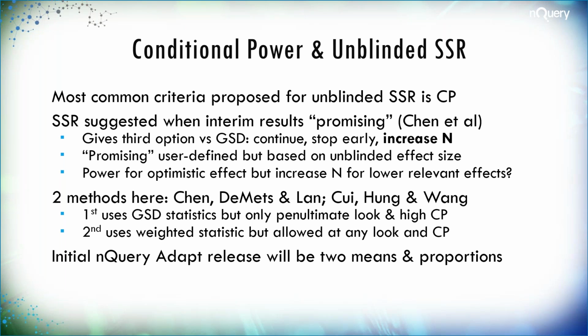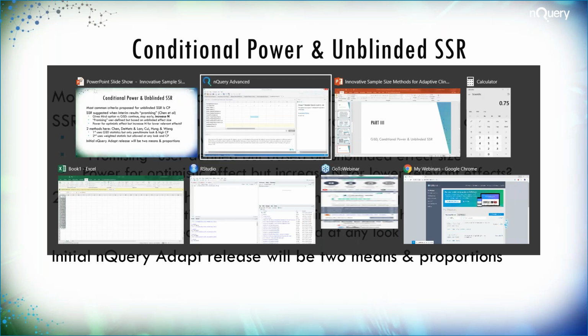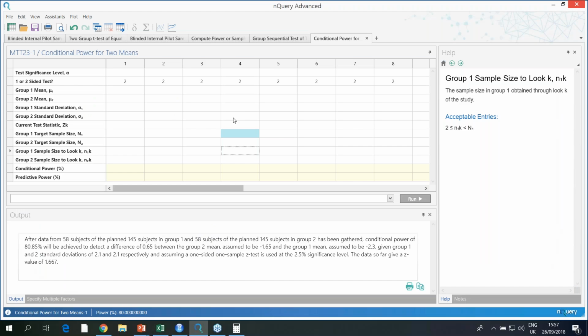But the big issue with that is that if I increase the size of the second cohort, for example, but the weight is based on the initial sample size, those people in the second cohort are being weighted lesser or differently from the people in the initial cohort, and that's seen as controversial in certain quarters. Just to mention that the first release of nQuery will be related to two means or proportions. Survival is something we're looking at in future releases.